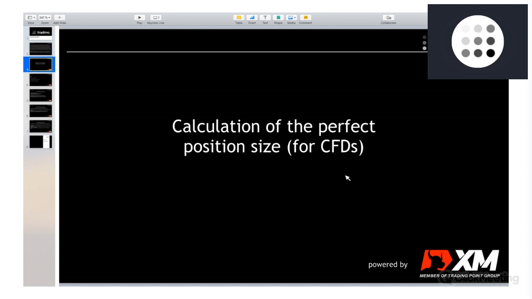Calculation of the perfect position size for CFDs. And tonight we are only talking about CFDs, so contracts for difference, because in all other contracts, for example futures and options, we have very different multipliers. And this makes things much more complicated. This is the reason why we are focusing on CFDs. It is also very easy because a lot of beginners and a lot of people with a tiny or small account can only trade with CFDs. So it makes absolute sense to talk about CFD trading in combination with the calculation of the perfect position size.